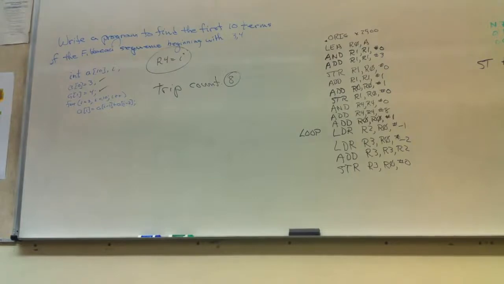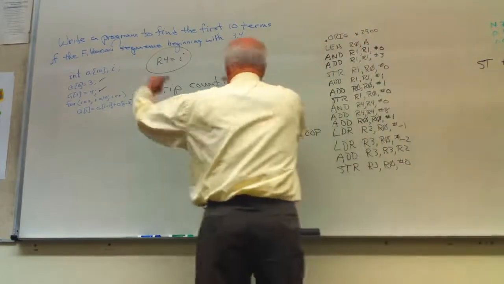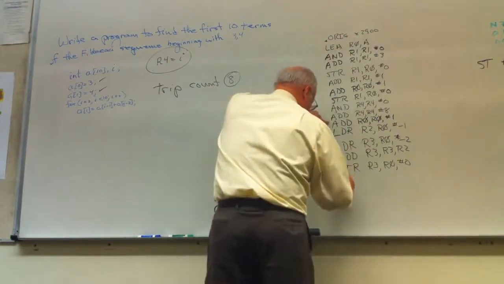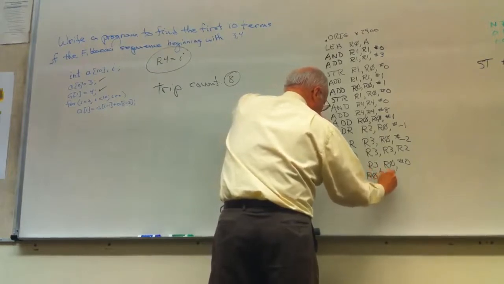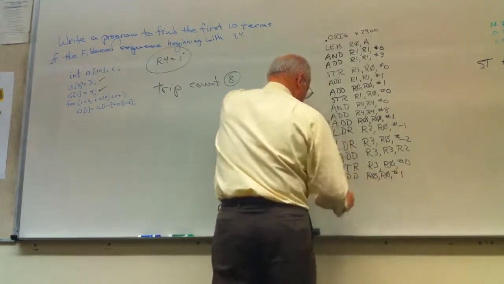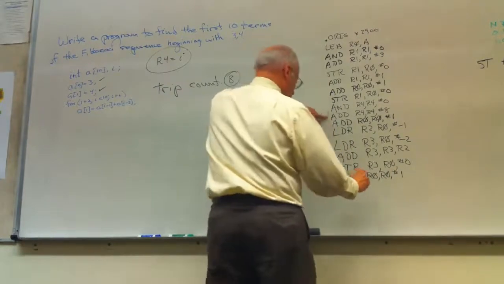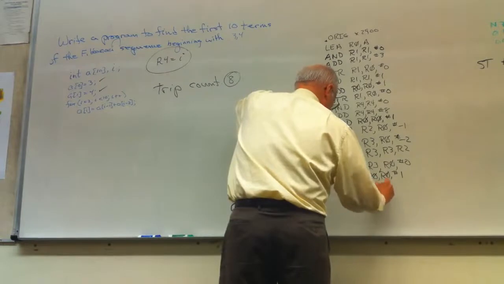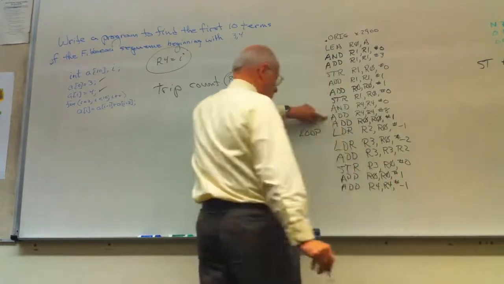Now let me finish this loop and we're not going to get all the way down to the end, but that's okay. I want to now get set up for the next pass through the loop. I do that by changing my address here, increment it by 1, and now my loop counter, which is in register 4, I will subtract 1 from it.